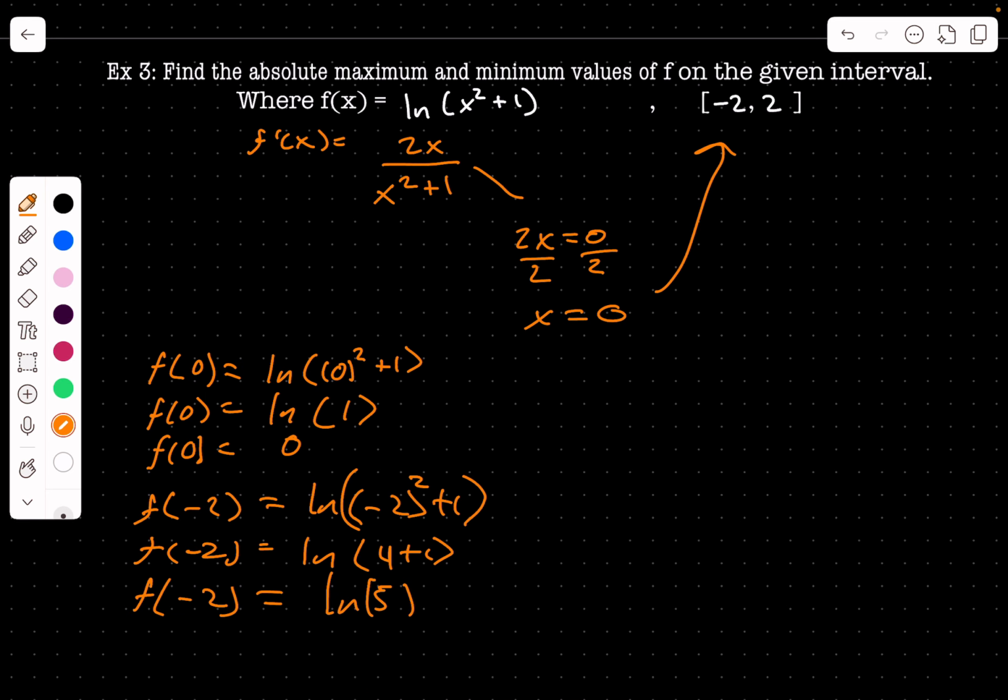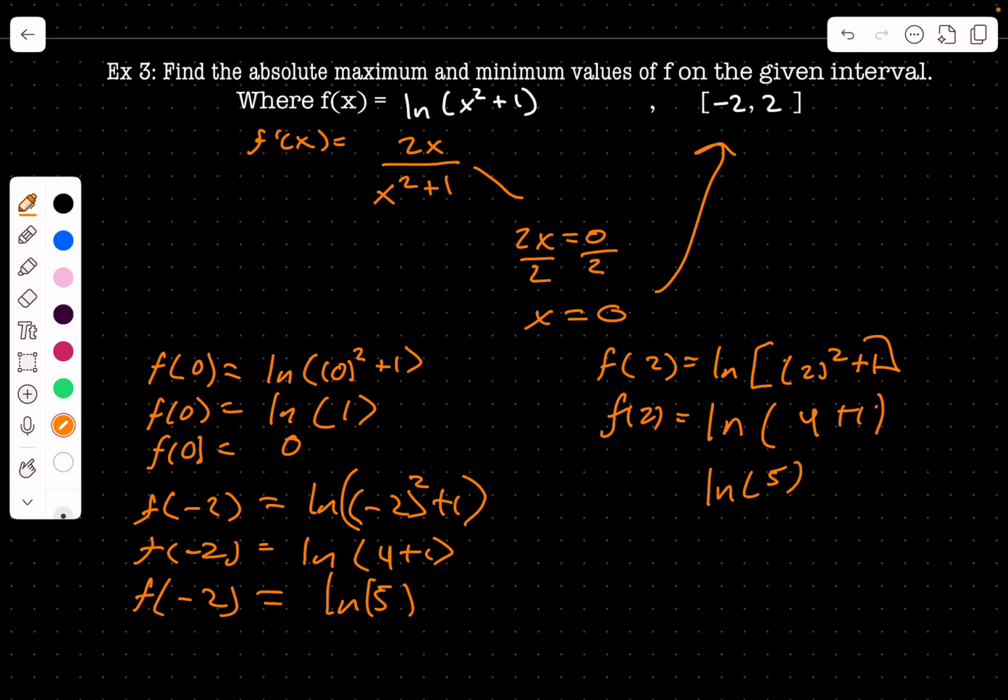And so let's do our last one. And it's going to give us the same thing, right? Let's see. ln here, I'll do brackets. I'll be proper. We have 2 squared plus 1. This is just going to give us 4 plus 1. We're going to get ln of 5.